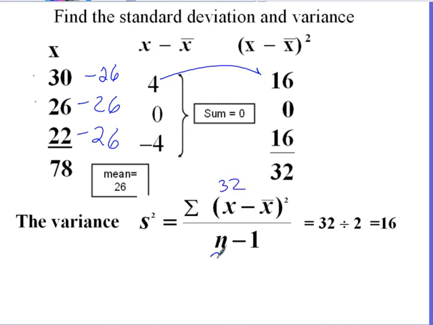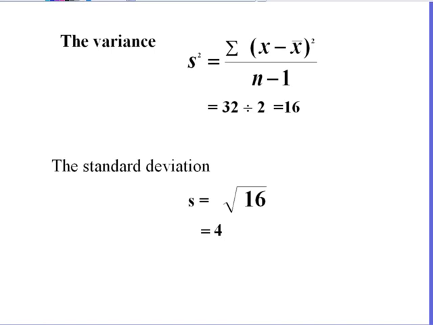And we're talking about 3 numbers, so 3 minus 1 is 2. So 3 divided by 2 is 16. Your sample variance is 16. Take the square root of both sides, and you get a standard deviation of 4. Okay. Again, what does that mean?